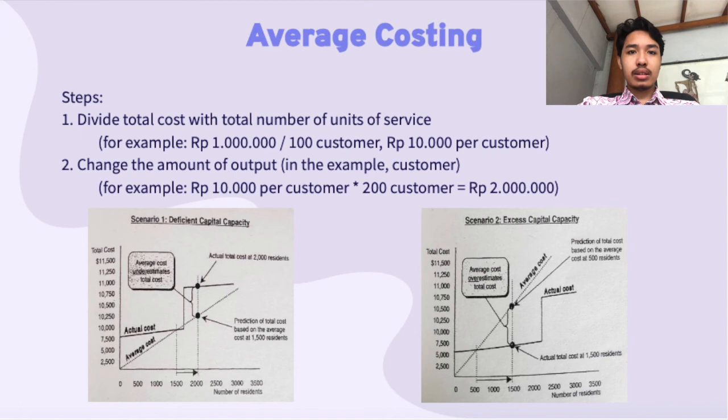When there is a deficiency in capital capacity, meaning there is a need for capital expenditure when increasing the level of service, average cost underestimates the total cost as it does not factor in the capital investment needed. On the other hand, when there is excess capital capacity, the average cost overestimates the total cost as there isn't a need for an increase in fixed cost. That's it for chapter 9.